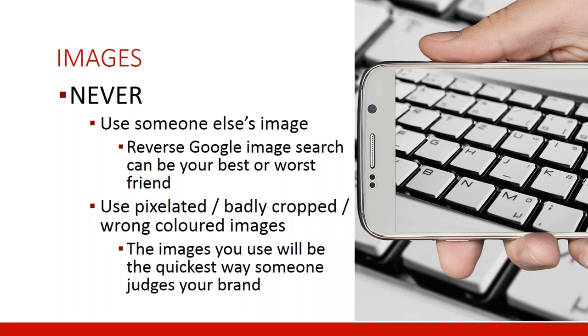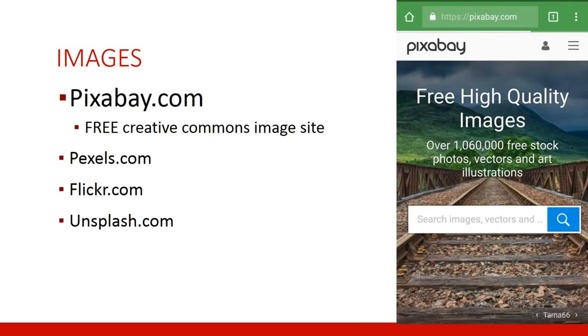And never use pixelated, badly cropped or wrong coloured images, because the human mind absorbs images 65,000 times quicker than words. So they are the quickest way someone will judge your brand. So just make sure to use good quality images. There's plenty of places you can get images. On one of the handouts, which is the DIY marketing checklist that you can download, I have a whole list of websites you can use to find free Creative Commons images.